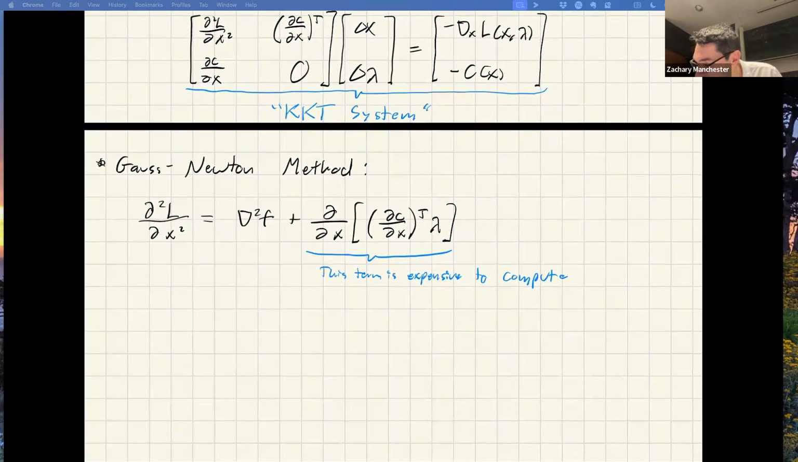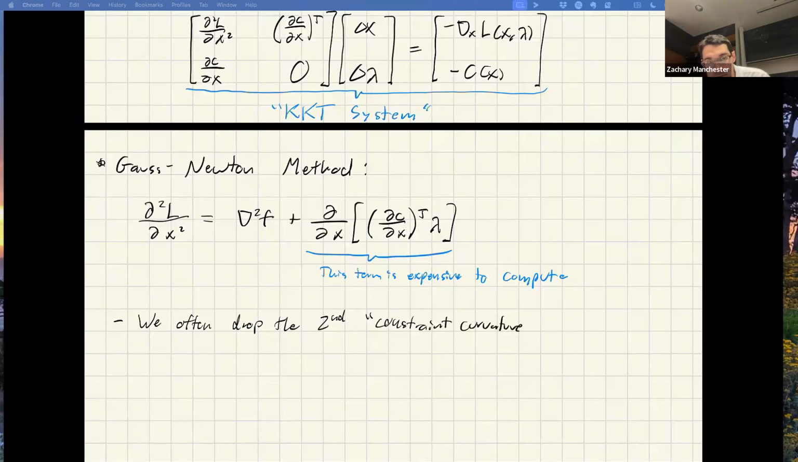So let me just write this out. Basically, we often drop that second term. This term is often called the constraint curvature term, and that's because, right, we have the linear approximation. D squared C dx squared is the second derivative of the constraints. That's a curvature, right? And if you drop that second term and just use the Hessian of the objective, then this is called Gauss-Newton.